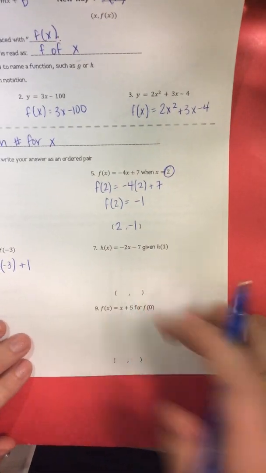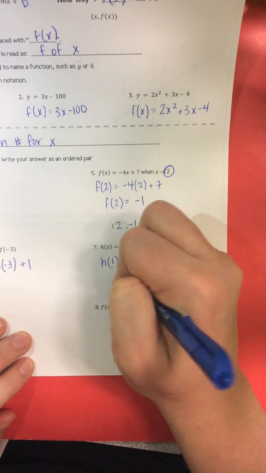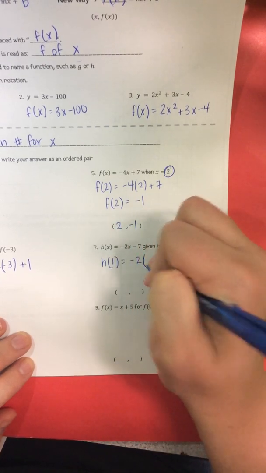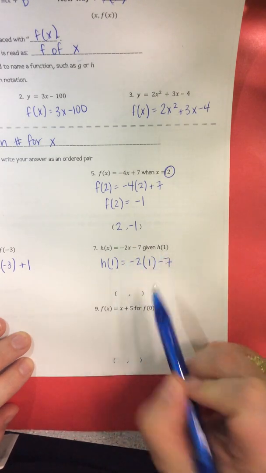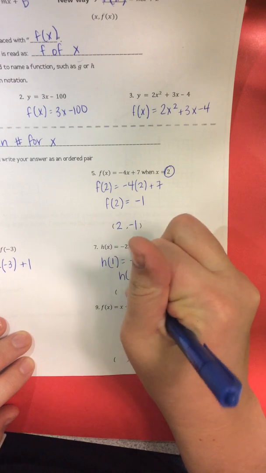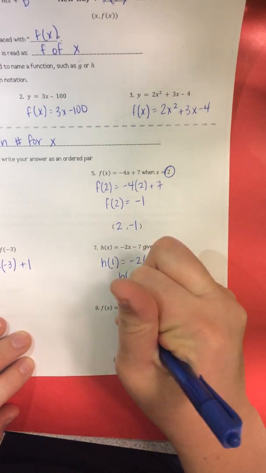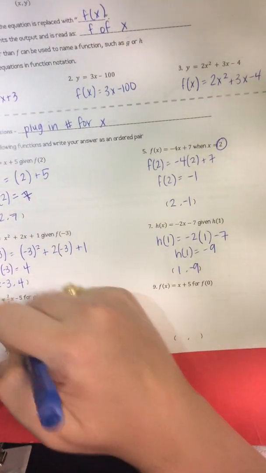So the last one that we're going to do is this one, h of 1. So everywhere there is an x, I'm still going to put a 1. So negative 2, parentheses, 1, minus 7. I put this into my calculator, and I end up getting negative 9. So h of 1 is negative 9. So I write it as 1 comma negative 9. Okay, we don't need to do these because they're the exact same. Go to your next page.